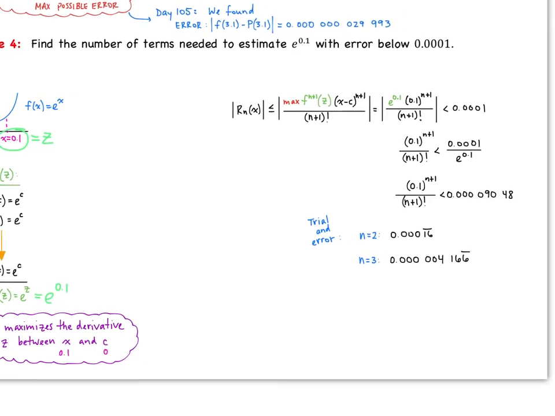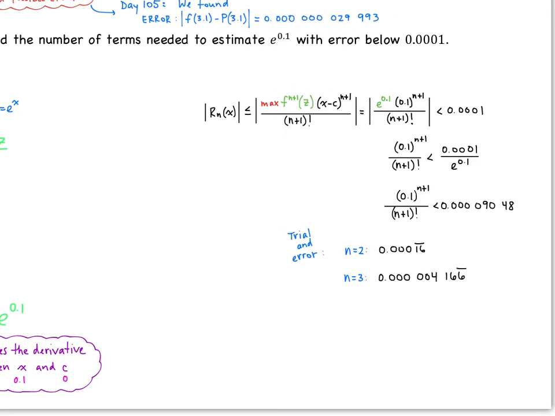So now we're going to go over to our formula. Remember that maximum error is less than or equal to the maximum value of that n plus 1 derivative at z, times x minus c to the n plus 1, over n plus 1 factorial.